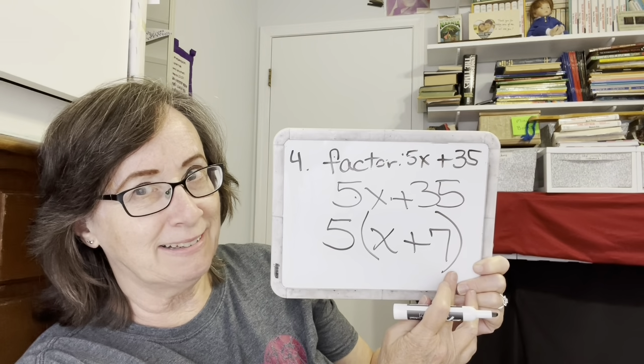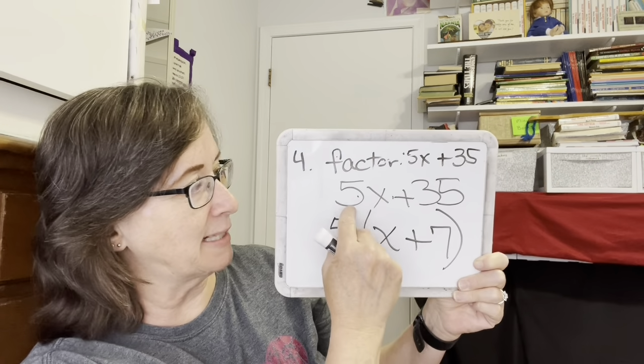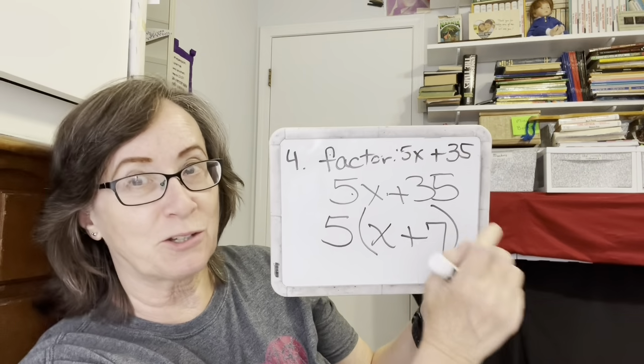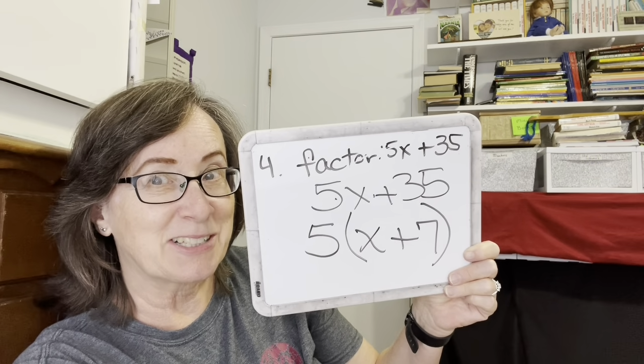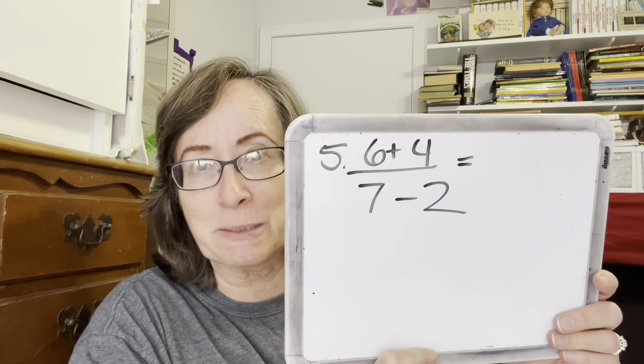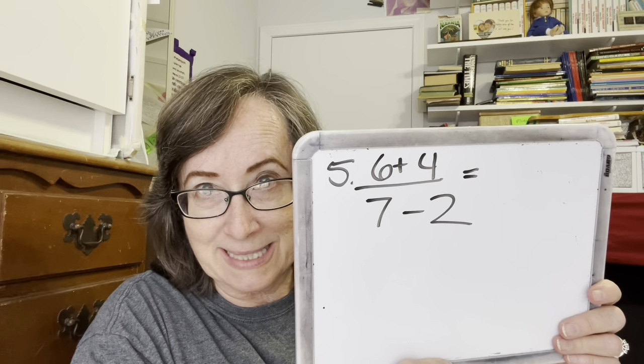To check it, I distribute it. 5 times x is 5x. 5 times 7 is 35. And it's correct. Number 5 says, what is 6 plus 4 over 7 minus 2?